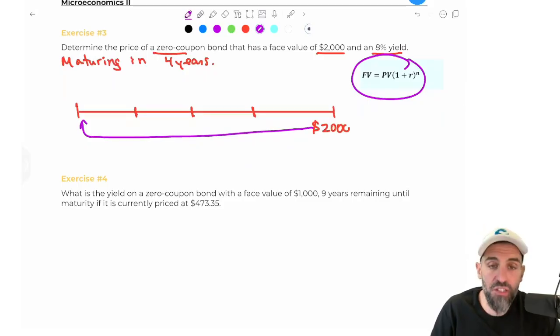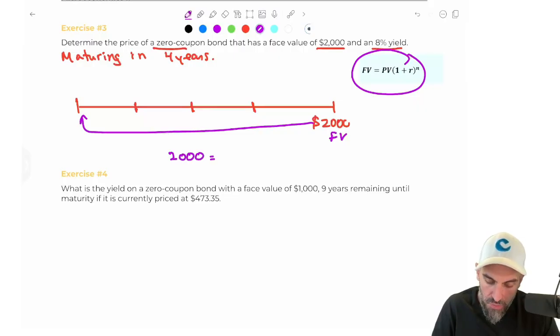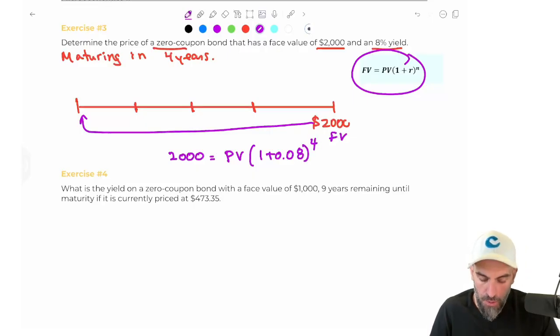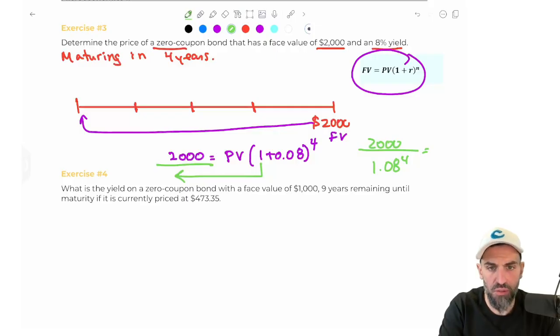So if this is the future value formula, you can still use it, but this is your future value. So it would be 2000, that's your future value, equals something multiplied by 1 plus the rate, which in this case is 8%, to the 4. And then you just basically divide by this. So essentially it looks like this: 2000 divided by 1.08 to the 4, that would be your present value. 1470 and 6 cents.